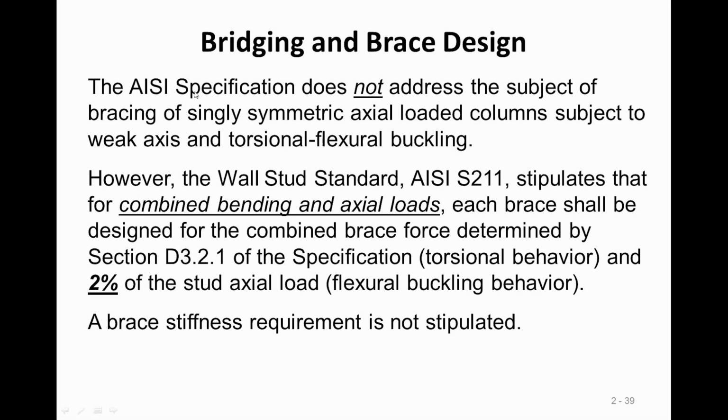Because the specification S100 doesn't address this, S211 will tell me that for this combined bending and axial load, which is all this is, each brace shall be designed for the combined brace force determined by section D3.2.1 of the specification, which is S100. This is a torsional brace. And then 2% of the axial load. This is my flexural buckling, as we talked about here. So I'm addressing both my torsion and my flexural buckling with this provision that is in AISI S211. It's not in the specification.